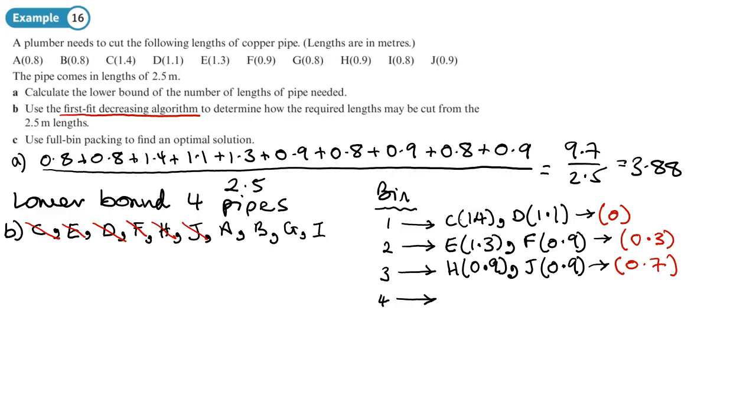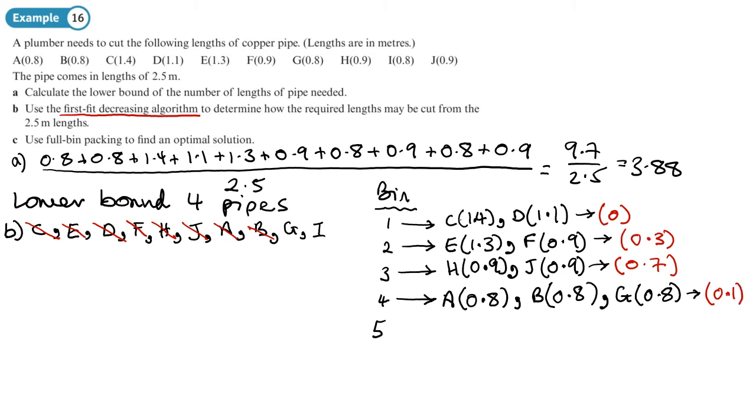We'll go on to our fourth one. So we now need to start with A. A is 0.8, so we'll cross that off our list. B is also 0.8, so that will fit, no problem. That gives us 1.6 meters. So will I get G in there? So G is also 0.8, yeah, that will fit. That will take us up to 2.4 meters. So that actually means there's only 0.1 meter of wasted pipe.